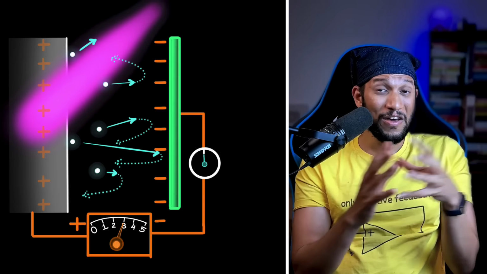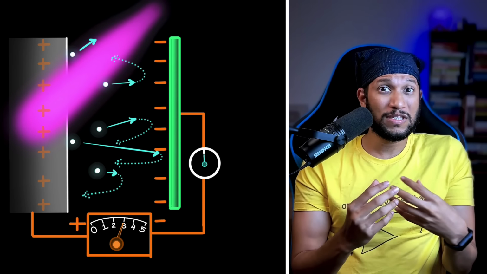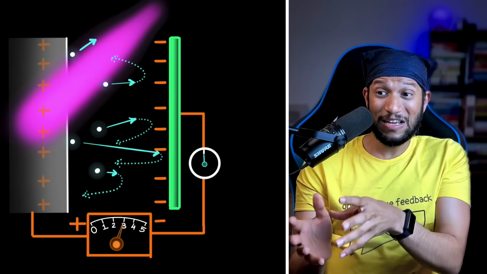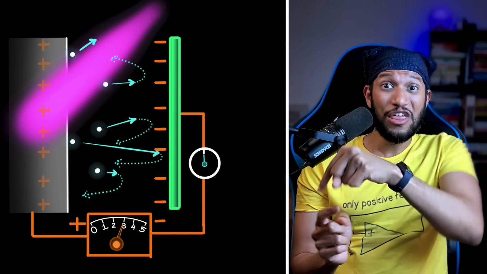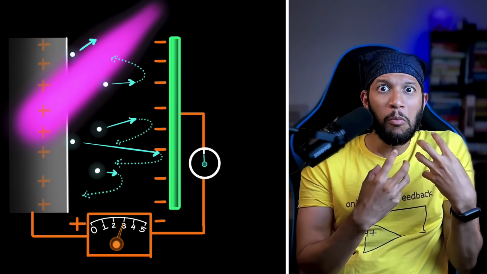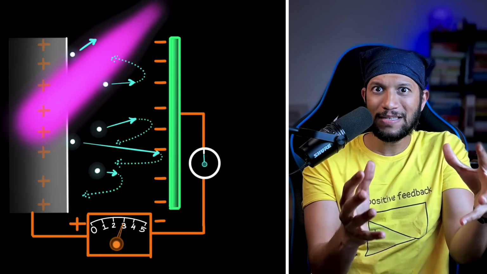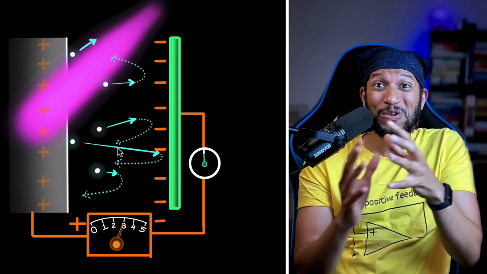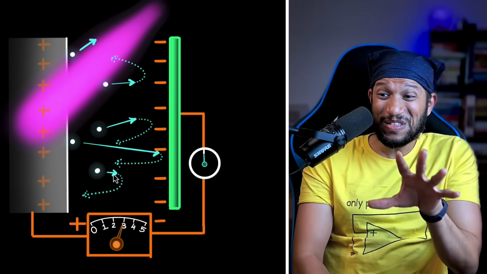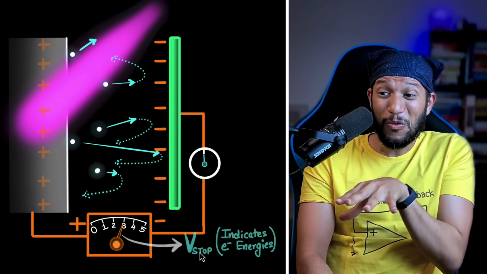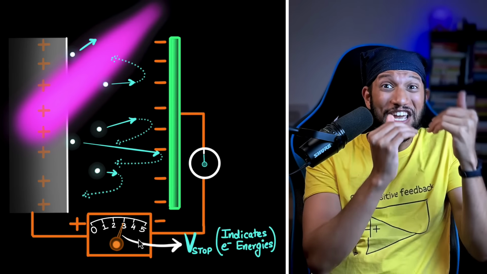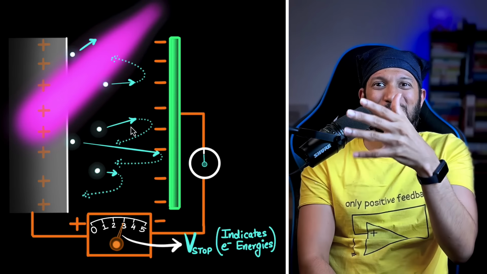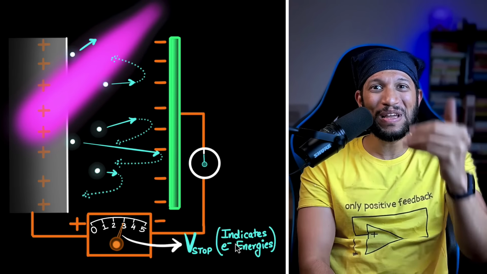Now imagine another photoelectric experiment in which it took, say, 6 volts to stop the electrons. Then I can immediately compare and say that, hey, the electrons must have come out with more kinetic energy. In fact, about twice as much kinetic energy as over here, because it took twice as much voltage to stop it. This means this stopping voltage, as we call it, is a direct indicator of the kinetic energies with which the electrons are coming out.